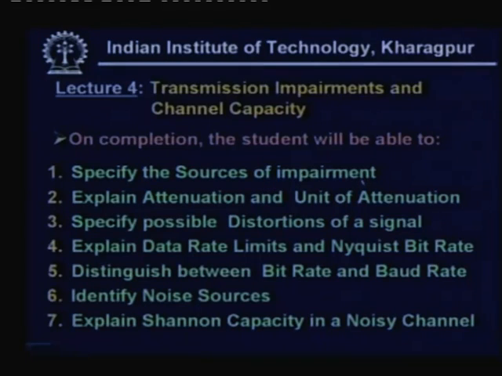as the signal passes through a channel, explain attenuation and unit of attenuation, the decibel, specify possible distortions of a signal as it passes through the medium, explain data rate limits and Nyquist bit rate because of the bandwidth limitation, and then distinguish between bit rate and baud rate, a new term we shall discuss.